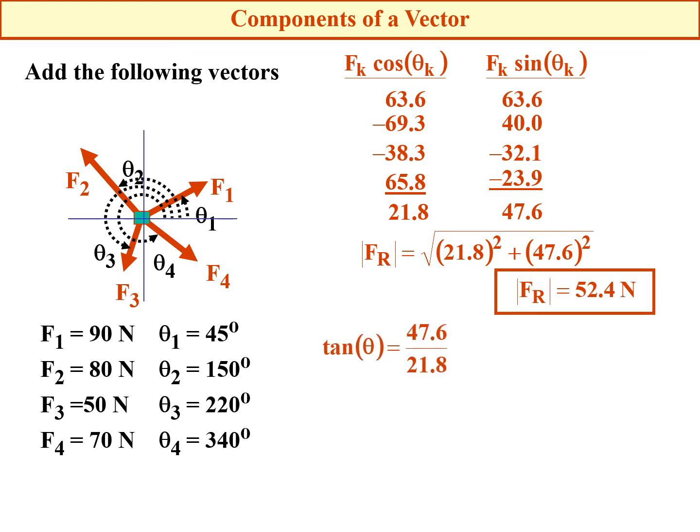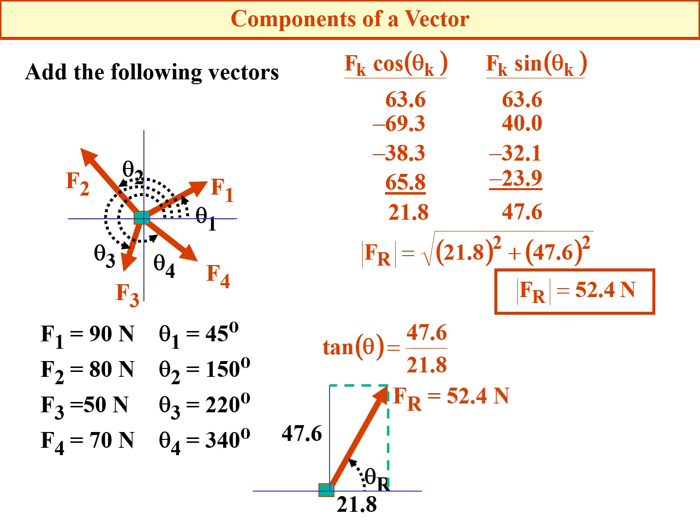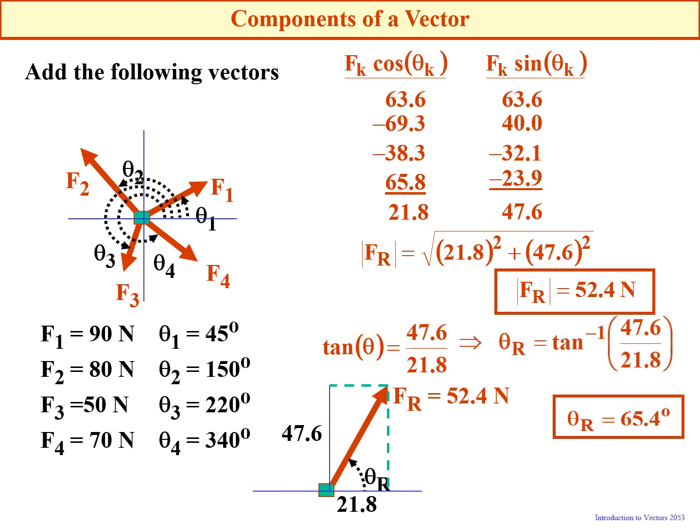And then to find the angle, both of these are positive. So positive x, positive y, that means we're going to be in the first quadrant. So the angle with respect to the x-axis is opposite over adjacent, so 47.6 divided by 21.8. We take the inverse tangent of that, and we get an angle equal to 65.4 degrees.